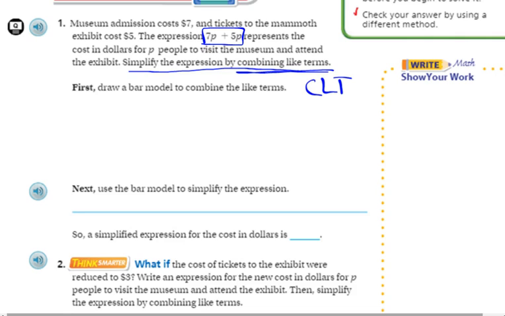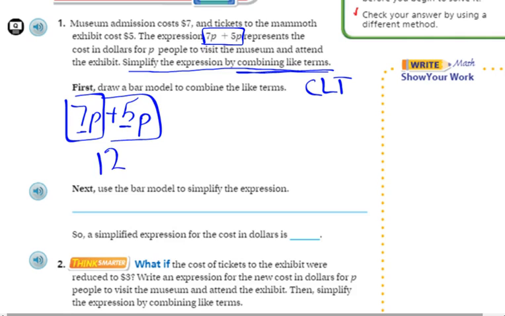We can do this by either constructing the model or by boxing in our integers. So I have 7p plus 5p. If we are going to box in our like terms, we are going to add our coefficients, which would give me 12. 7 and 5 is 12, and then we drop our p down. So that's going to be equivalent to 12p.